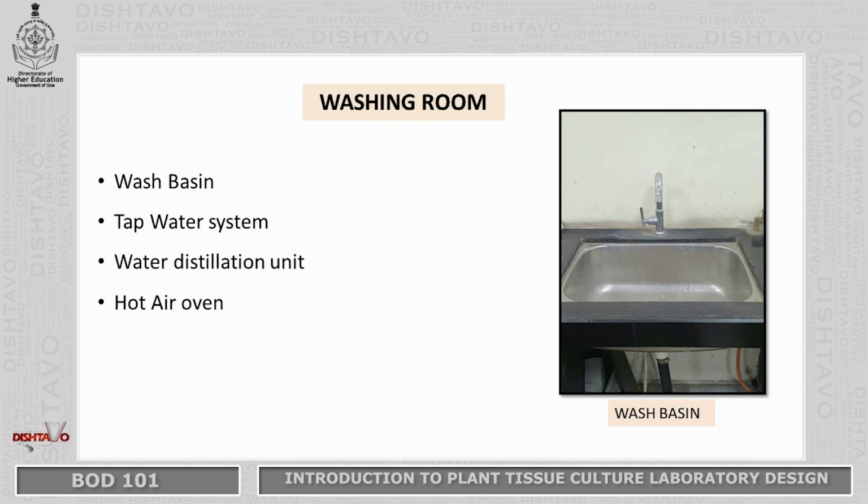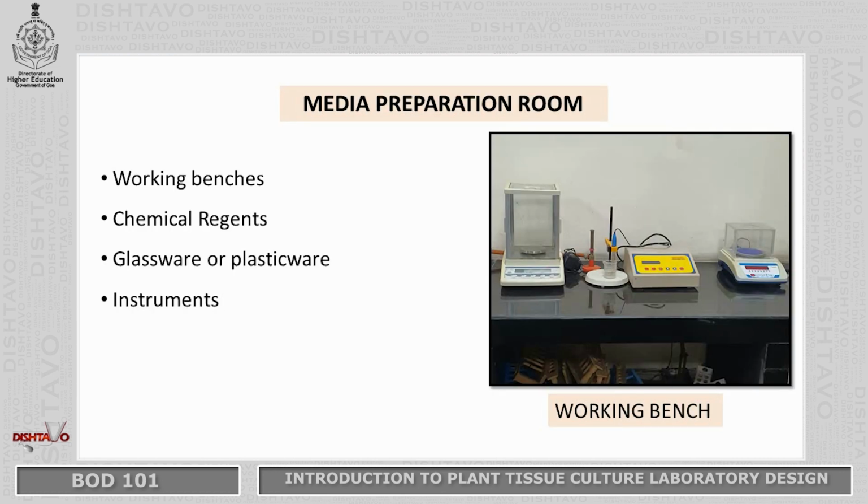Now let's go to the next room, which is the media preparation room. In this room you will find the working benches, chemical reagents, glasswares or plasticwares, and the instruments. This room will have ample working space and ample storage space. This storage space is used to store chemical reagents, glassware and plasticware, and also to store double distilled water or distilled water which is made in the previous room.